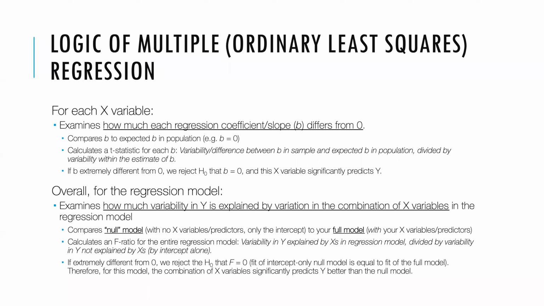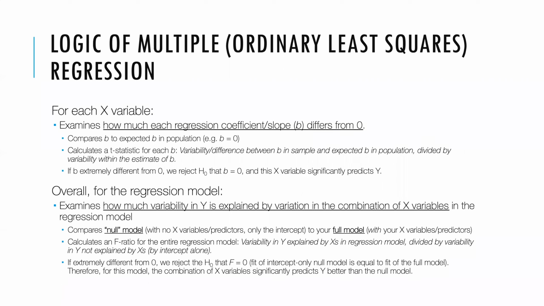Specifically, what it does is it compares the null model, a regression model with no predictors and only an intercept, to our final model, our full model with all of our predictors. So it says, what does the model look like when it only has an intercept? What does it look like whenever we have all 15 of our variables in? Then it calculates an F ratio, an F statistic for the entire regression model, represented by variability in y as explained by x's in the regression model, divided by variability in y not explained by the x's. So we're trying to see how much more our x's are explaining than not.